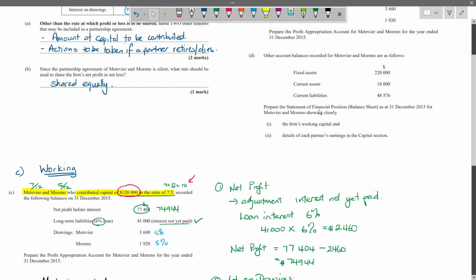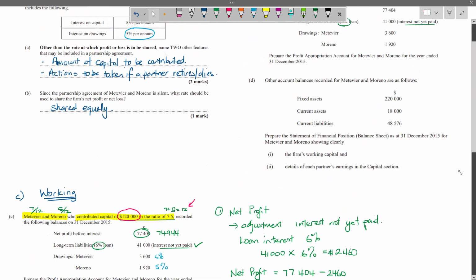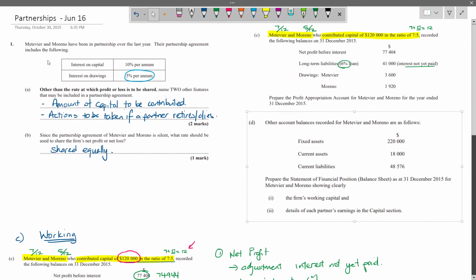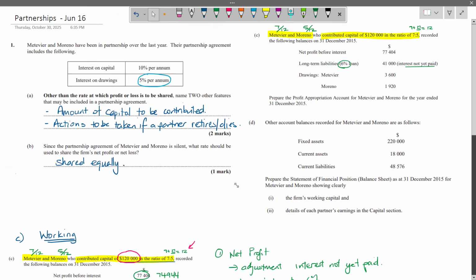Now, there's another part of the question here. Let me sort out a bit so you could see it a little better.